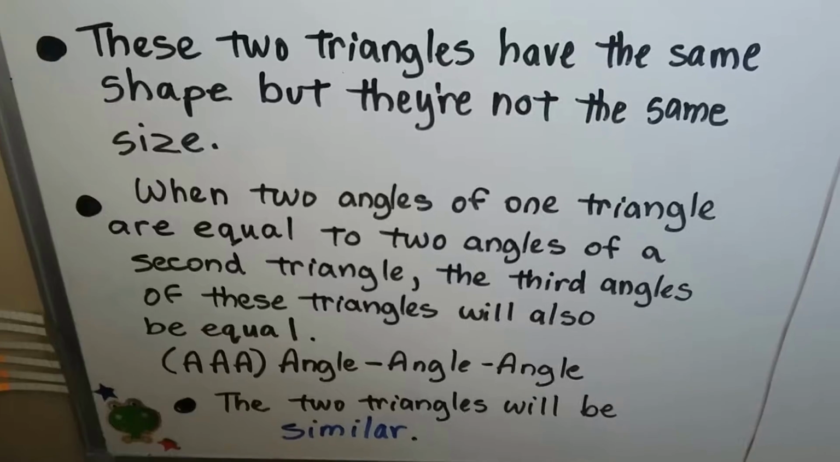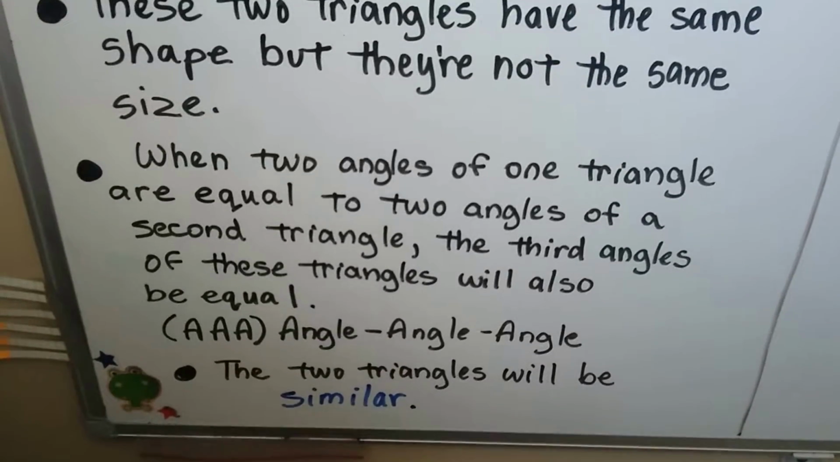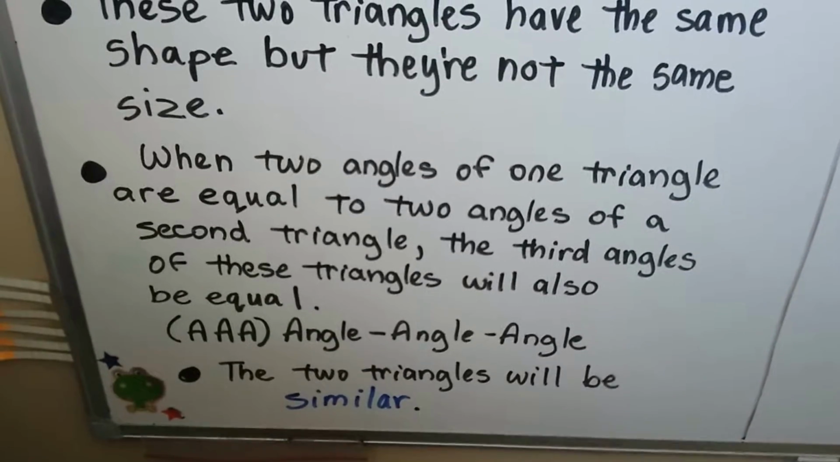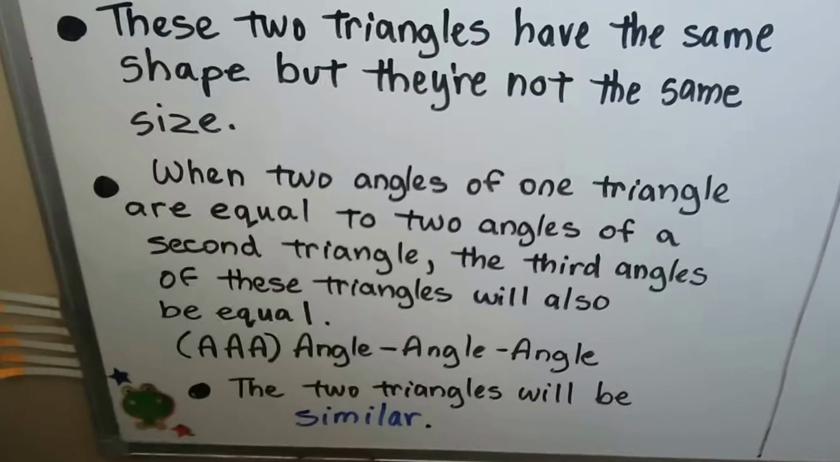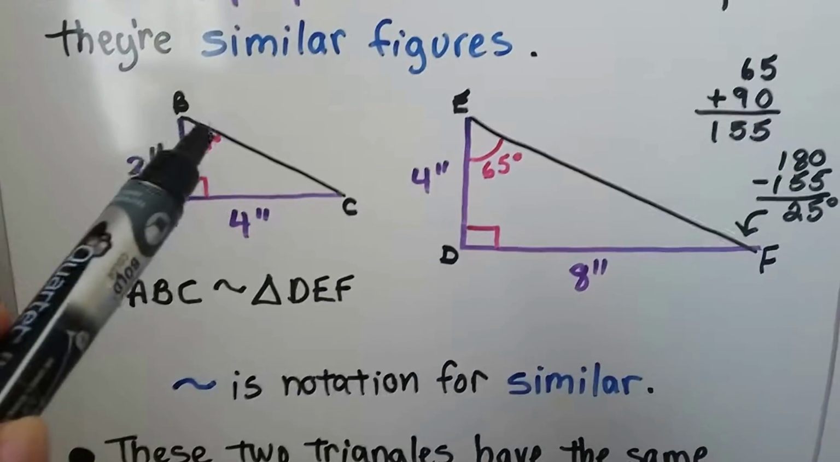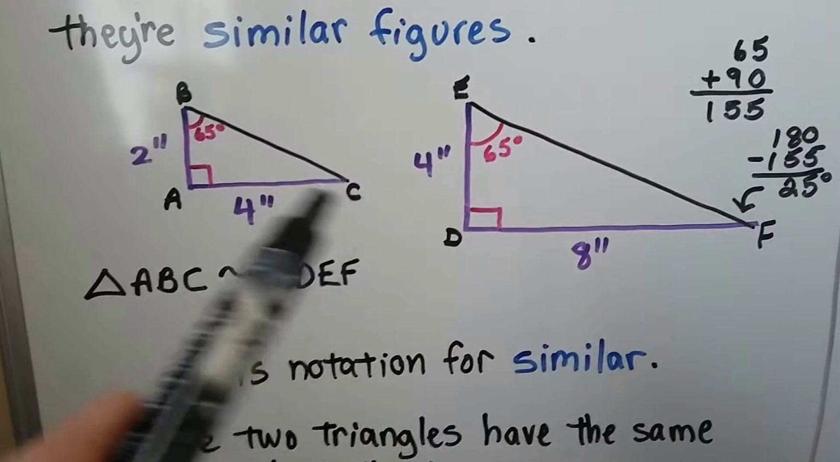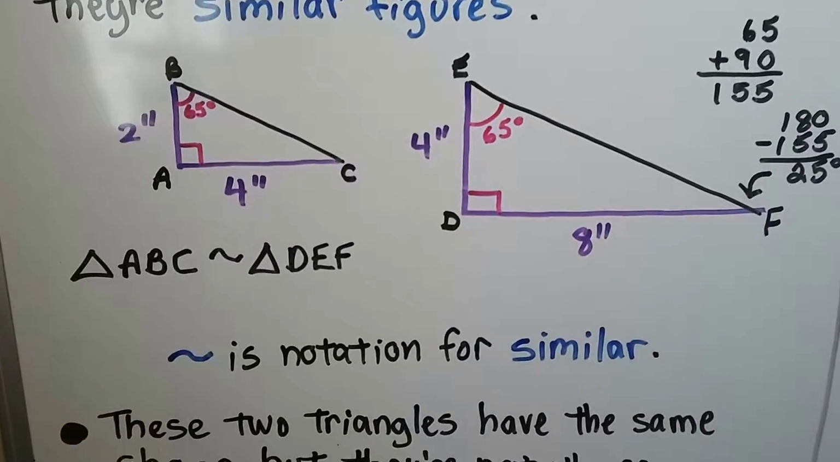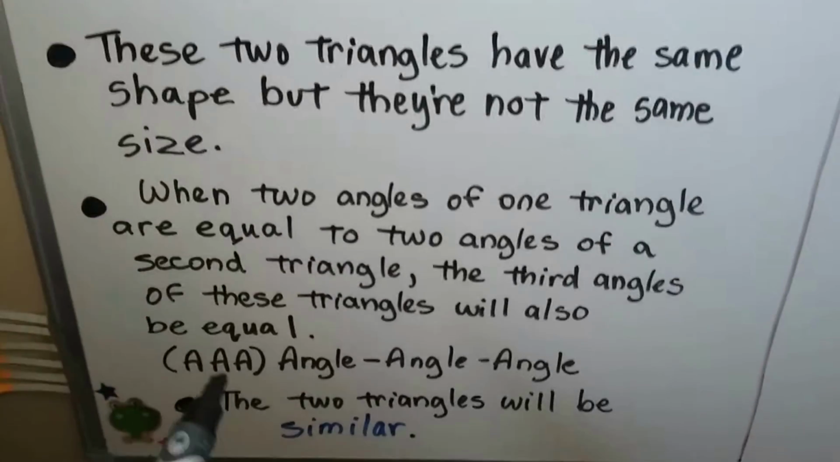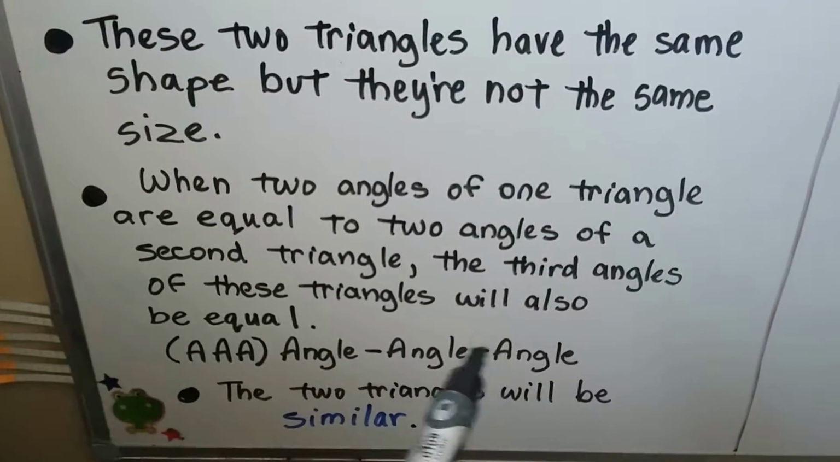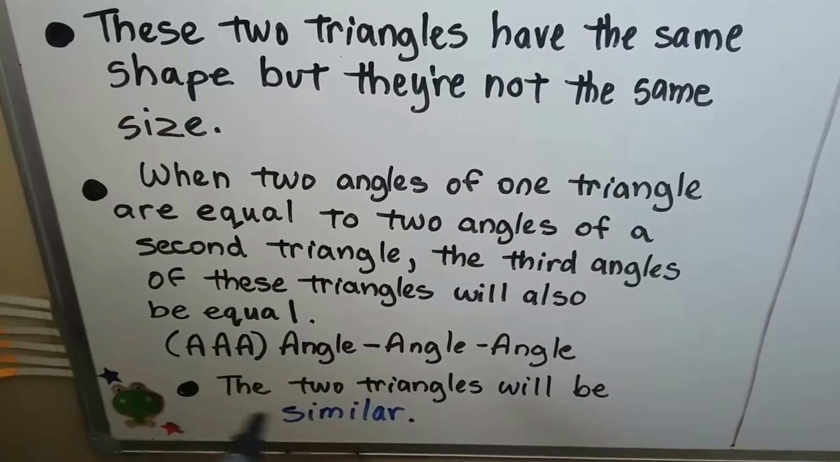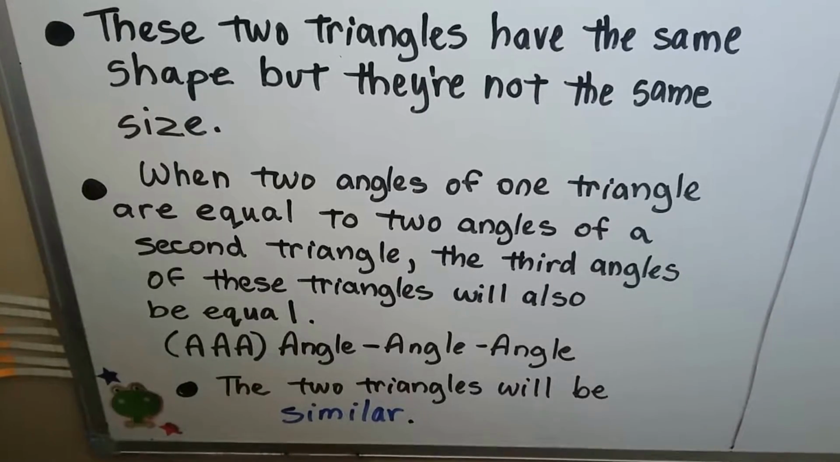And when two angles of one triangle are equal to two angles of a second triangle, the third angles of these triangles will also be equal. So because that's a 65 and a 90, and that's a 65 and a 90, we know they both are going to have the same angle measure here. When the three angles are the same, that's angle, angle, angle, the two triangles will be similar.